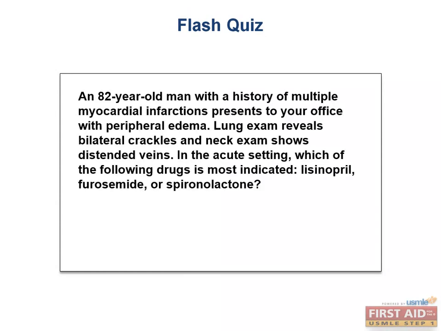One more flash quiz. An 82-year-old man with a history of multiple myocardial infarctions presents to your office with peripheral edema. Lung exam reveals bilateral crackles and neck exam shows distended veins. In the acute setting, which of the following drugs is most indicated? Lisinopril, furosemide, or spironolactone?